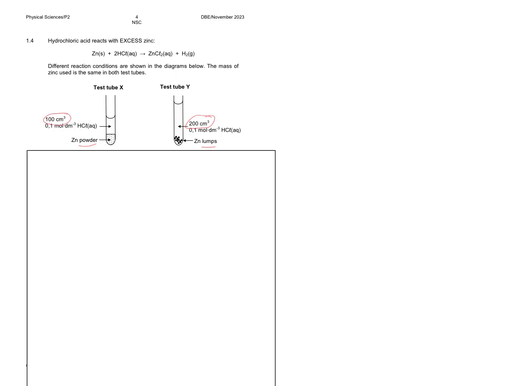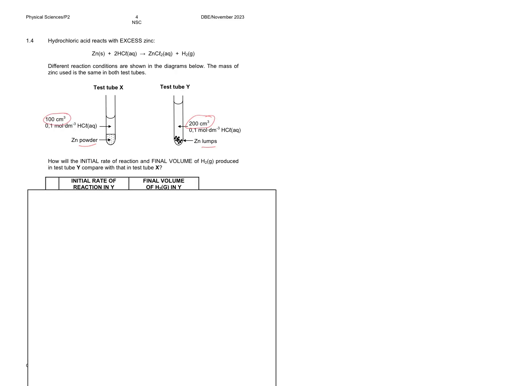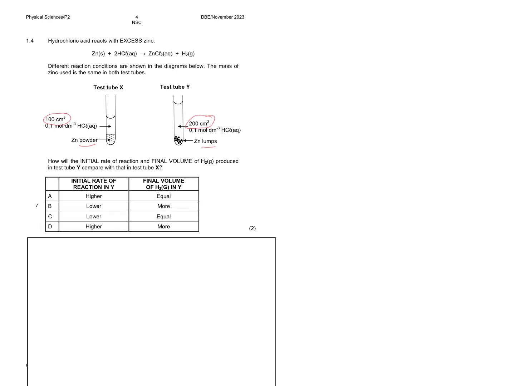So let's see what our options are, what the actual question is. How will the initial rate of reaction and final volume of H2 produced in test tube Y compare to test tube X? So step 1, be very careful about the headings here. What is going on in this table? They're asking about the initial rate of Y and the final volume of hydrogen in Y. This H shouldn't be a capital. They're saying that hydrogen is a gas.